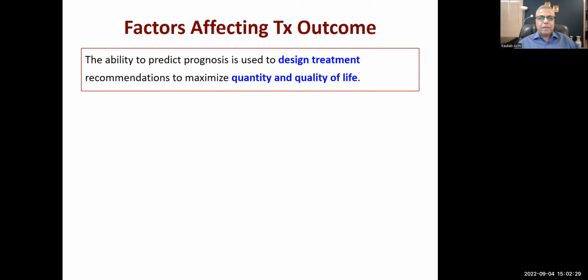It's no use having a life in which the patient is bedridden or he has got severe pain or anything else that causes disability. So we have to give palliative treatment to those patients. So in order to design treatment and in order to improve the quantity and quality of life, we have to take into account certain factors, and that will help us to educate the patients as well.